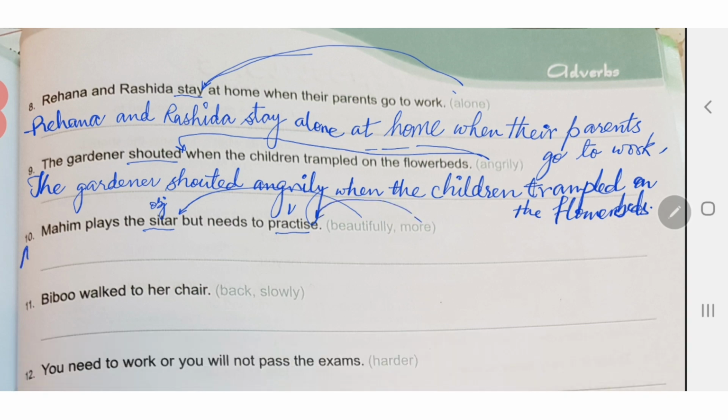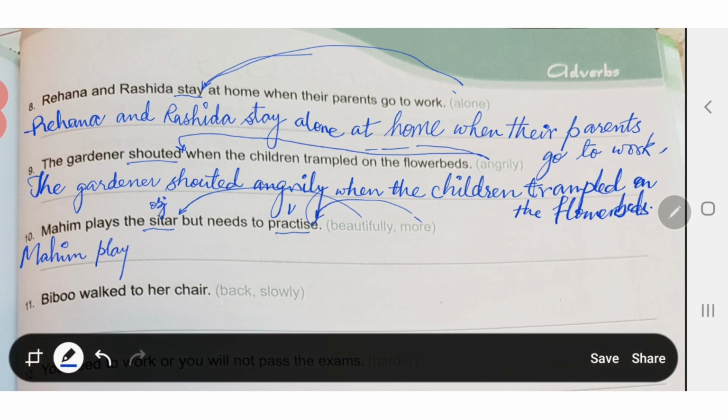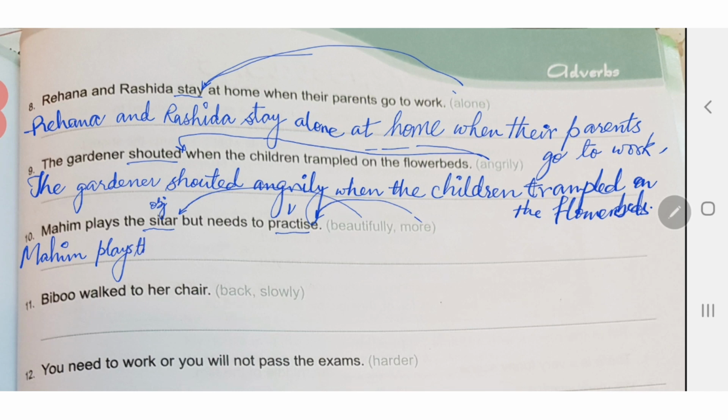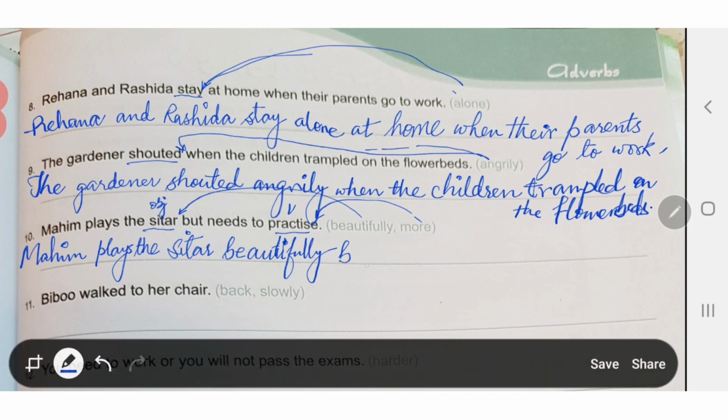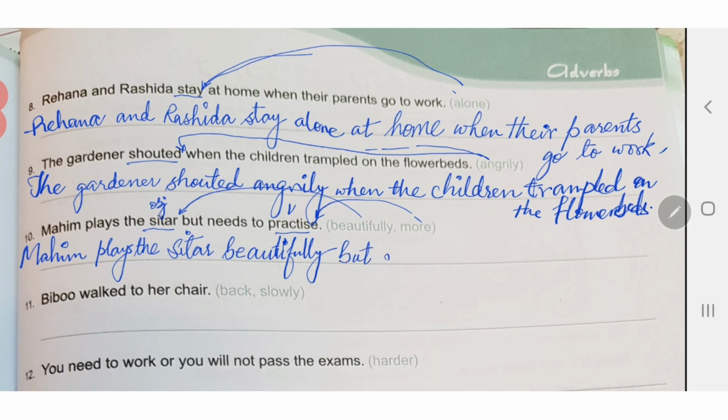It will become: Mahim plays the sitar beautifully, but needs to practice more. Good students, and fun also, right?